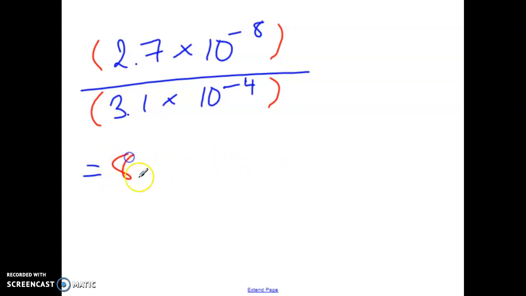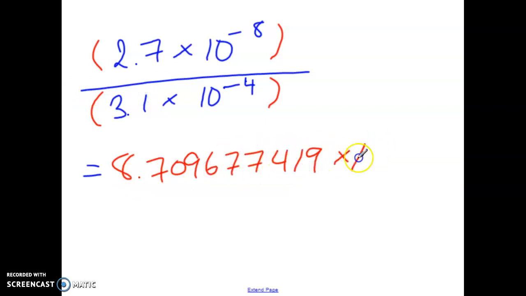So the answer you should get here is actually a very long one. I'm just going to round this here, or I can put the whole thing, it doesn't matter. 8.709677419 times 10 to the negative 5 is what your answer should be.